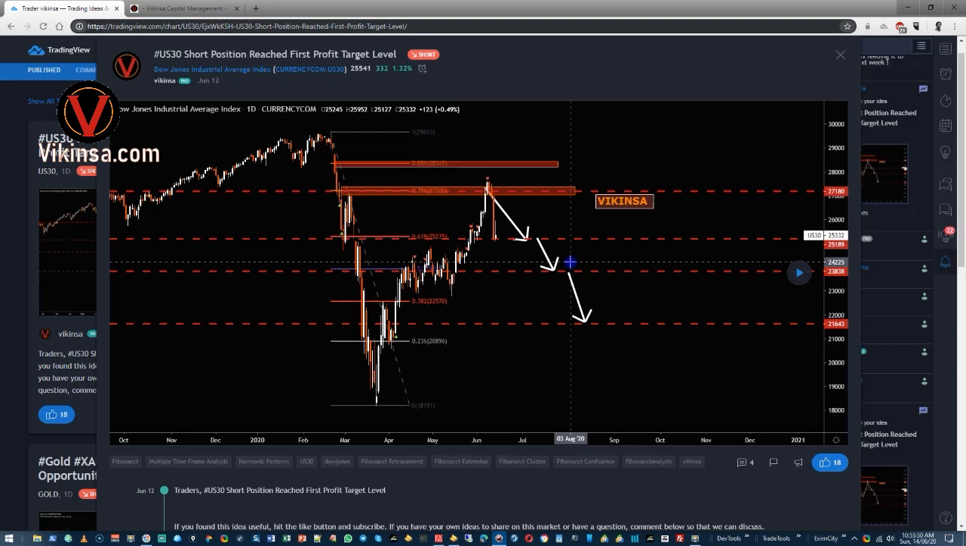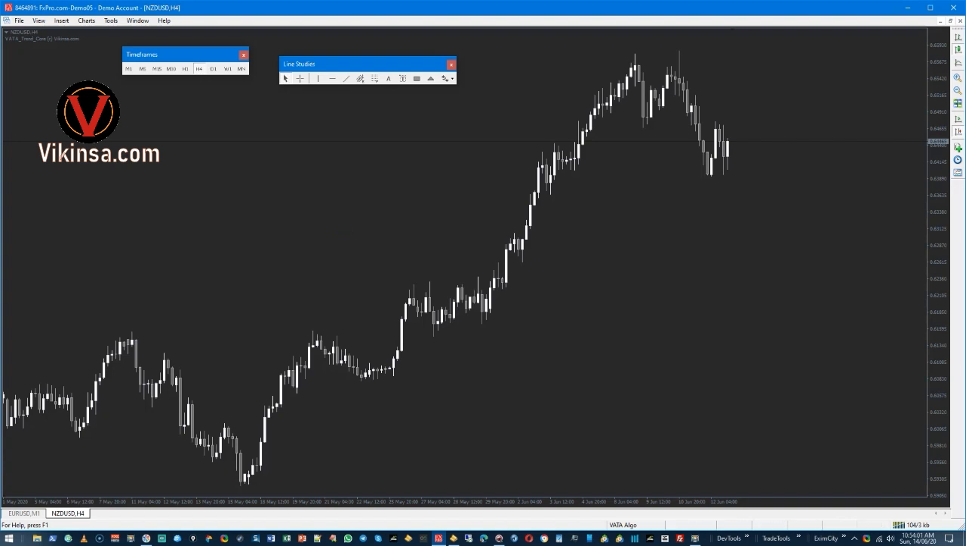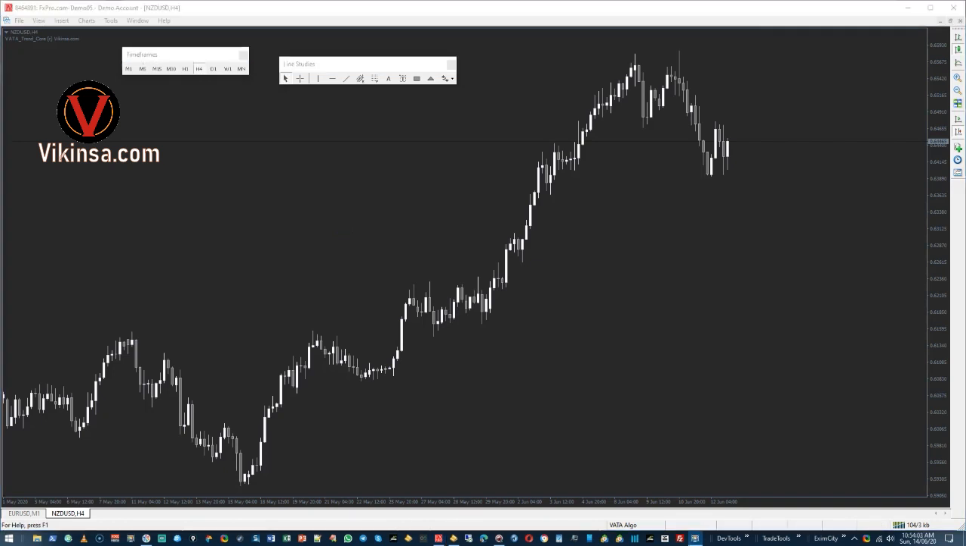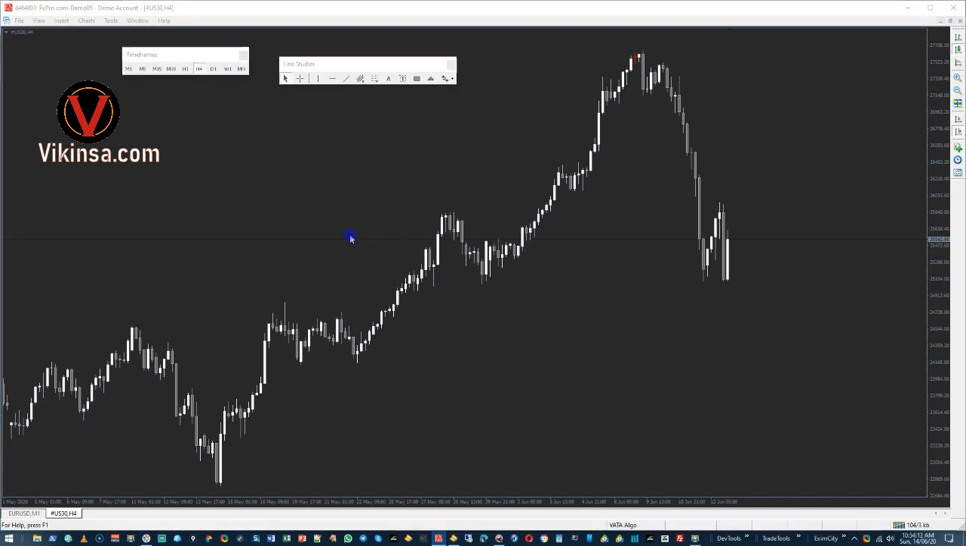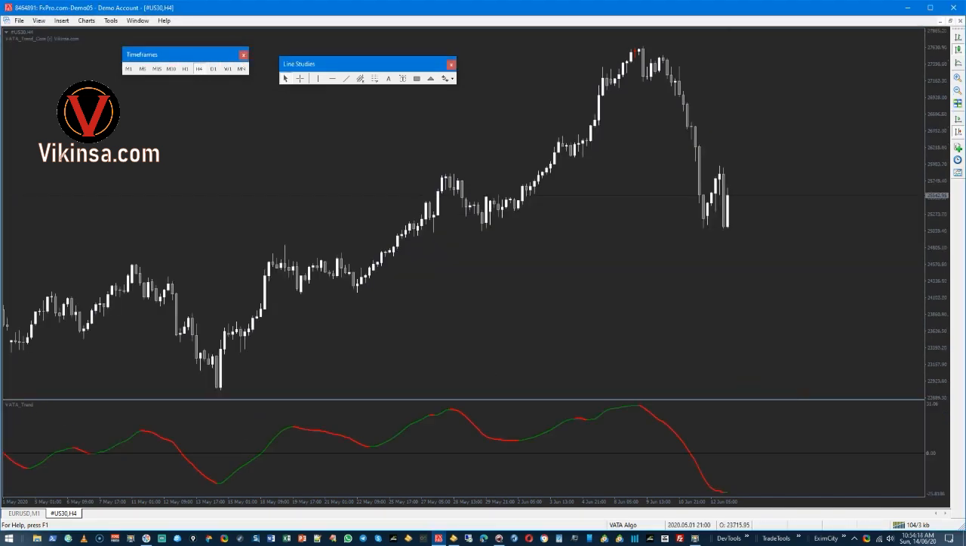So what we're going to do is look at the same thing on MT4, because the VATA Trend Algo indicator works on MT4. So we go to MT4 and make sure that we are looking at the right pair. I'll bring up the US30 chart, and now I will bring in VATA Trend, and then I'll bring VATA Trend Shift.